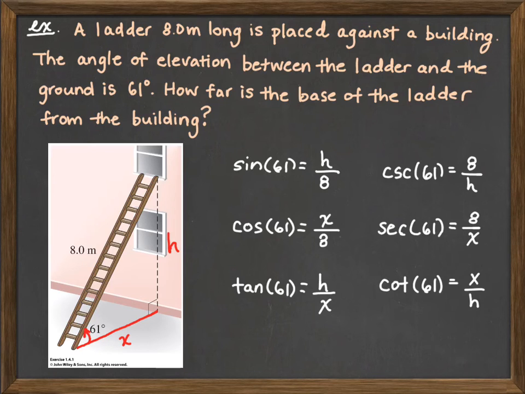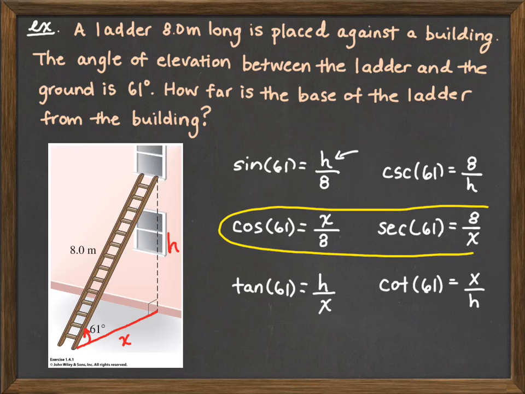Now, which one should we use? If we, for instance, let's say we want to use tangent. If we try to use tangent, then we do not have information about h or x. And so that's not really going to get us anywhere we want to go. If we use sine, we can solve for h, or similarly cosecant. However, we're not trying to find the height. We're trying to find the distance x. So what we want to use is cosine or secant. That's going to be the most effective trig function to use.